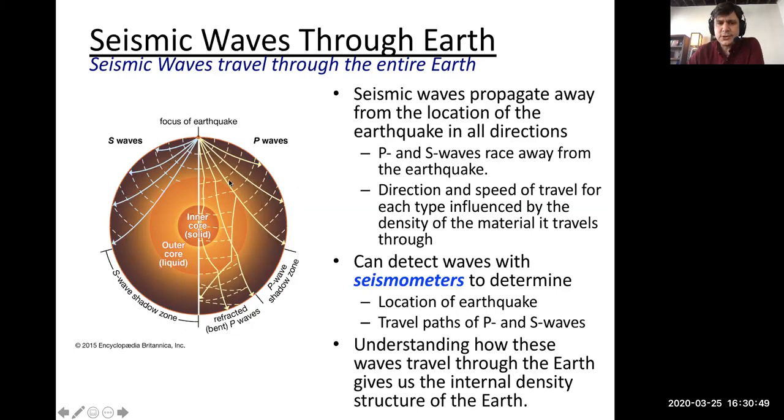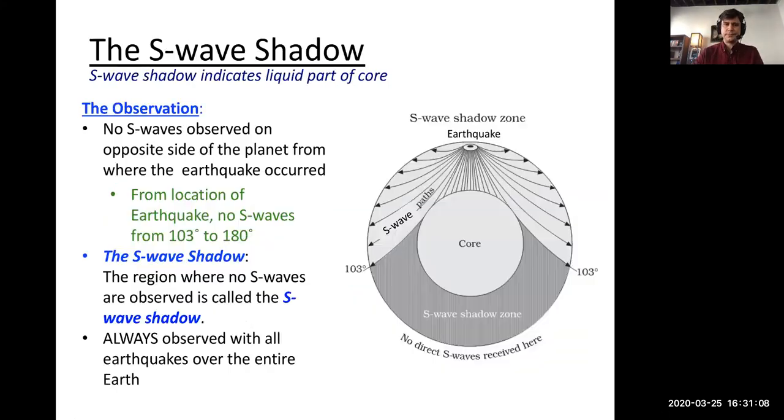We can use these travel paths and how they are traveling through the Earth. Since how they travel depends on the interior density structure, when we detect them, they have embedded in themselves all the information about the density structure of the Earth, the interior structure of the Earth. Let's actually use this to find the layers of the Earth.